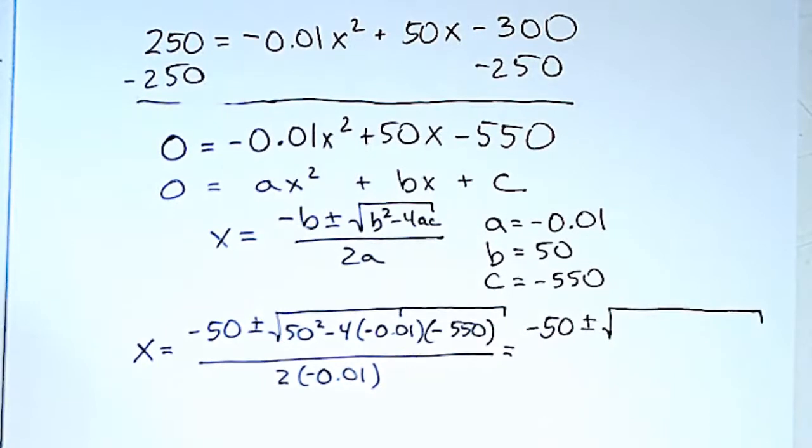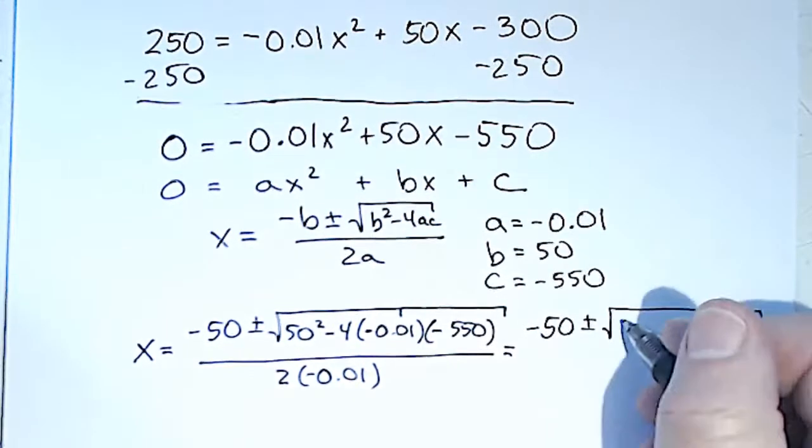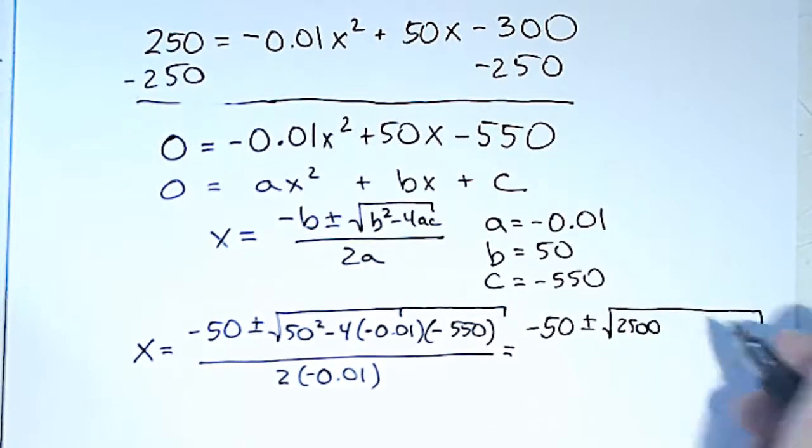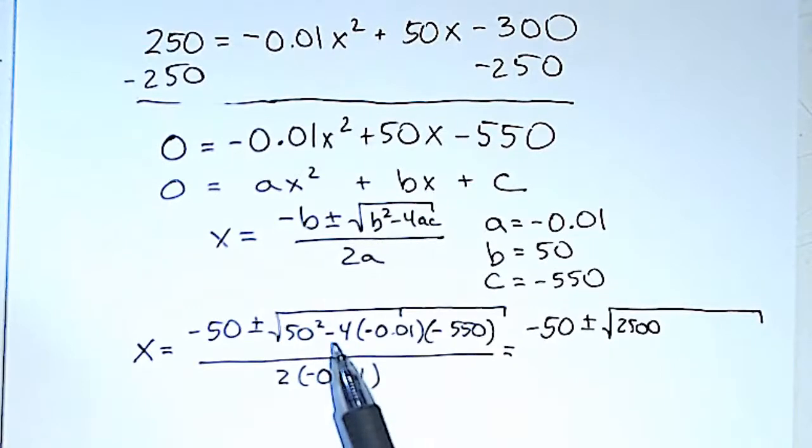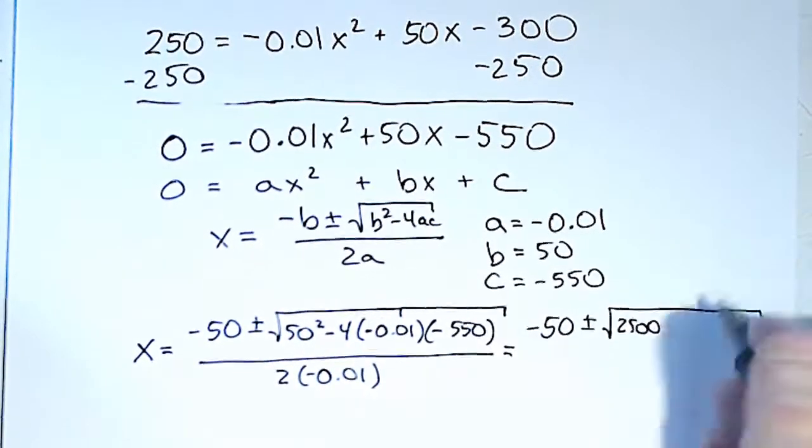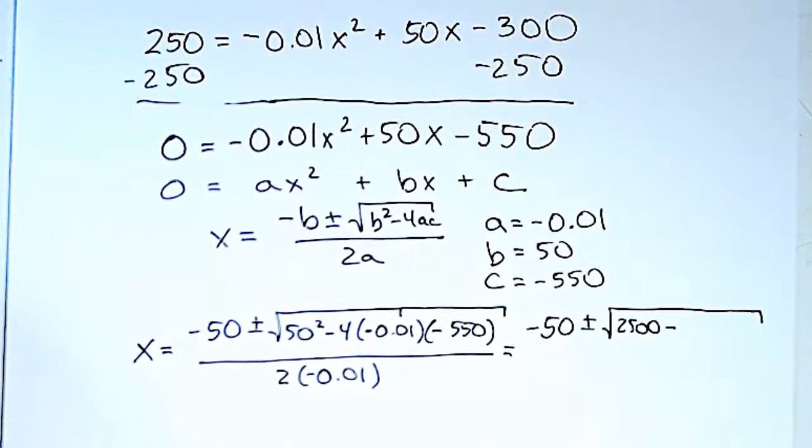So let me try to see what's going on inside here. So I've got 2,500. And now notice I've got a minus times a minus times a minus. So I'm going to have a minus. And then 4.